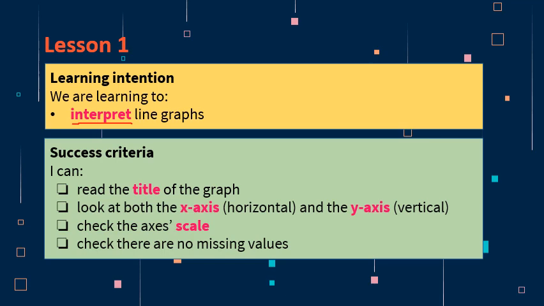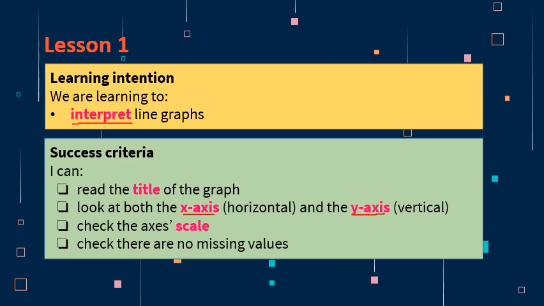To do this, you need to read the title of the graph. So most graphs should have a good, meaningful title, which tells us what this data is about, what this information is about. Then the next thing you want to do is look at the x-axis, which is the horizontal axis, and the y-axis, which is our vertical axis, so going up and down. This will tell you how the data has been measured.